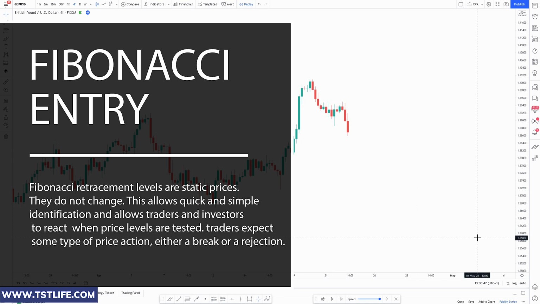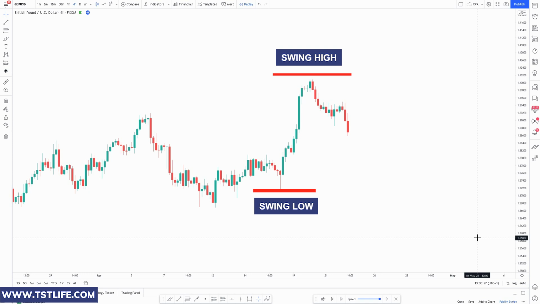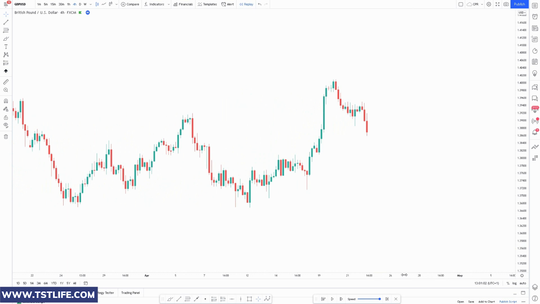The first step is to identify the most recent swing low and swing high. Always stick to the most obvious ones. If you don't see a clear uptrend, just avoid using any Fibonacci retracement trading strategy. We can see a clear uptrend here, so we proceed to draw the Fibonacci retracement levels. If you're on TradingView, you can find the Fibonacci tool right here.